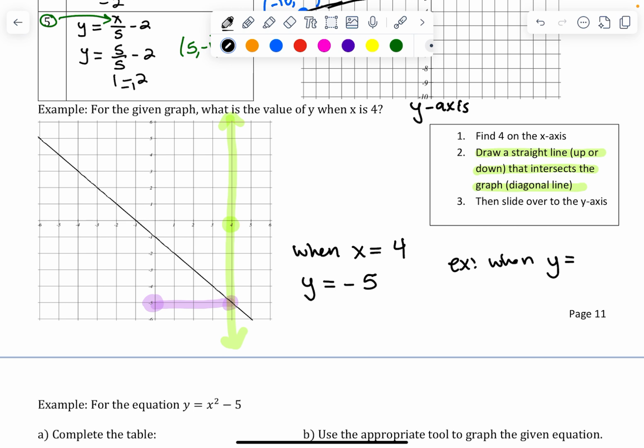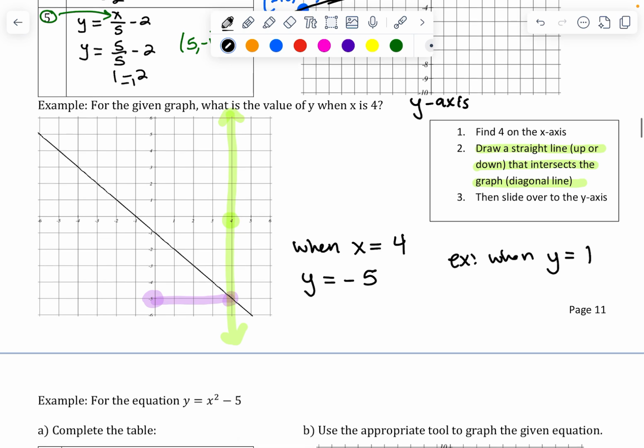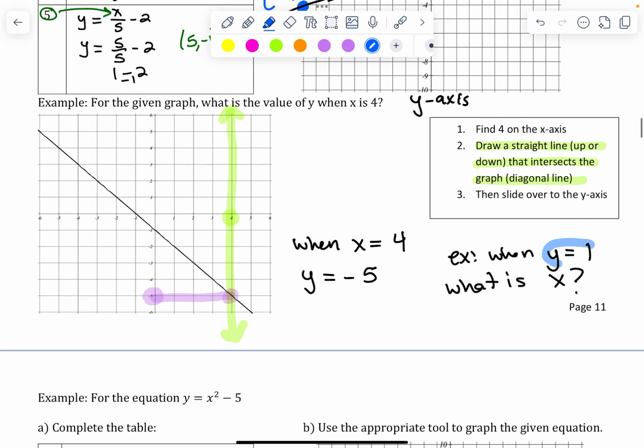If we had another question that said, when y equals 1, what is x? We would do the same thing but opposite. We would find 1 on the y-axis, we would draw our line to intersect with our graph, and then we would slide down to our x value, and we would find when y equals 1, x equals negative 2.